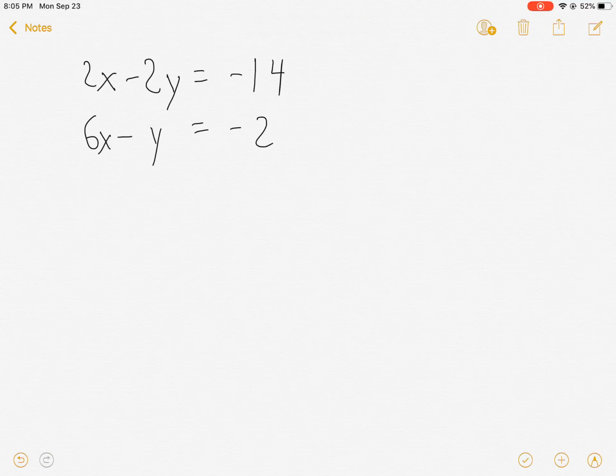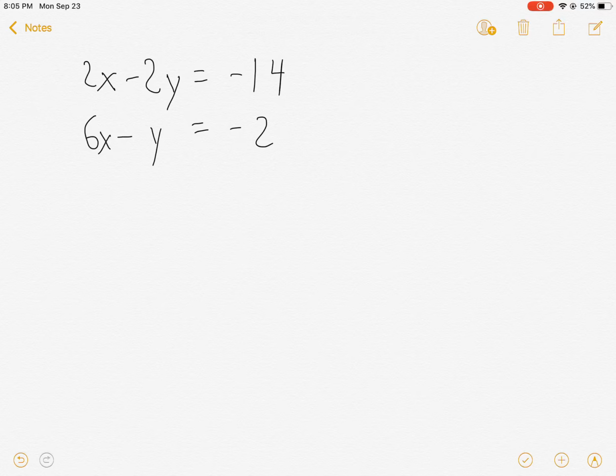I've already got them stacked in a system. Notice the x's are lined up, the y's are lined up, and the constants are lined up. If the equations are not given to you with the like terms already lining up, I would recommend rearranging them so that they are. Technically you don't have to do that, but it will definitely help a lot with your ability to visualize this stuff. The goal here is I want to cancel out either the x's or the y's.